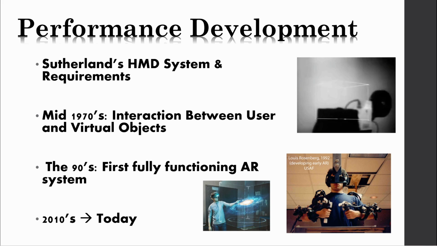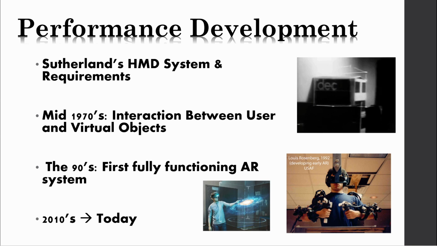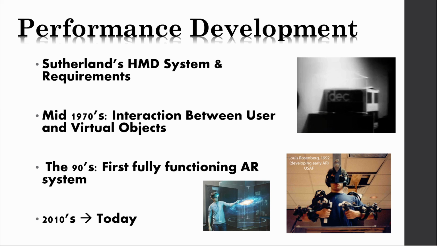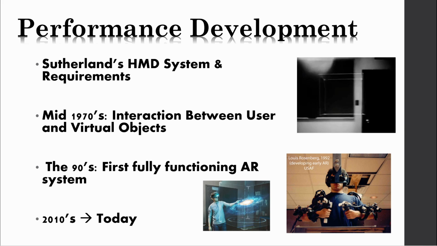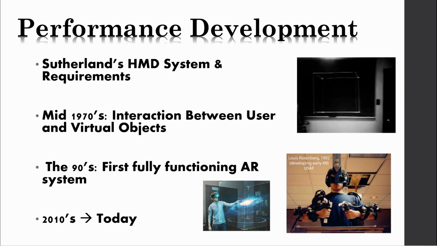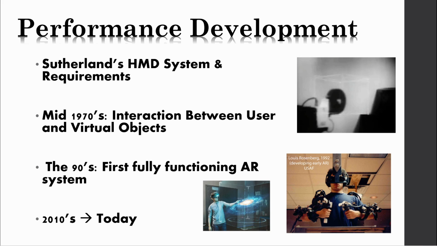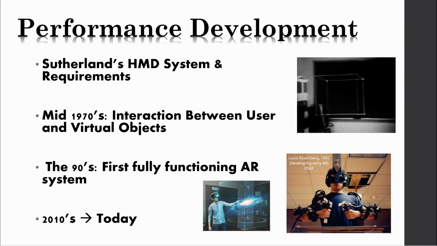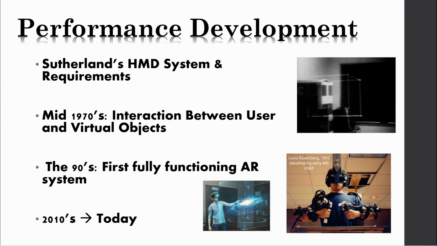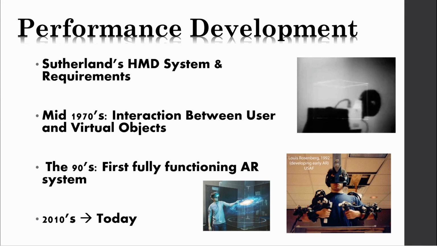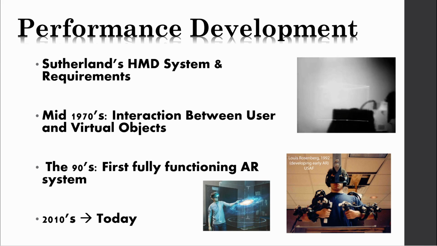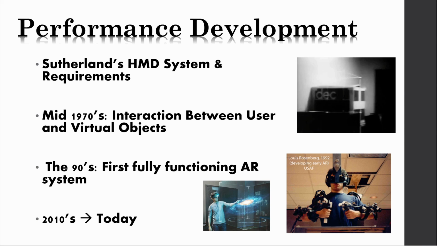Then, after we had seen Kruger's Videoplace, we can see that by the mid-70s, augmented reality technology had advanced in such a way that users could interact with digital objects in real time. This was a huge milestone for what it would become in the following years of development, and what we see now. And in the 90s, with the United States Air Force's Virtual Fixtures being the first fully functioning augmented reality system, it was also one of the first cases of physical, not to be confused with user, and digital entities interacting with one another. And this is also known as mixed reality.